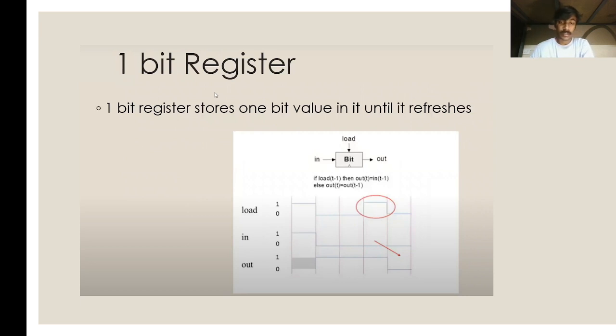What is a 1-bit register? Usually, a 1-bit register stores the 1-bit value until it processes. For example, in the clock cycle, the load will be 1 until we give a new input. See here, in the bit, if load of t minus 1, then out of t is equal to in of t minus 1. As you can see, if the clock cycle is 1, the output has changed to 0.